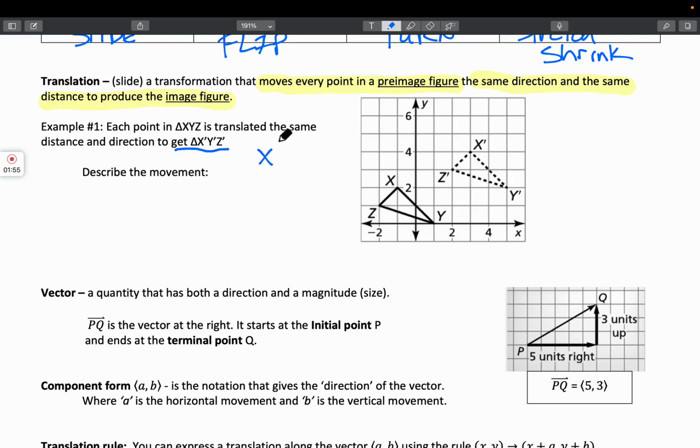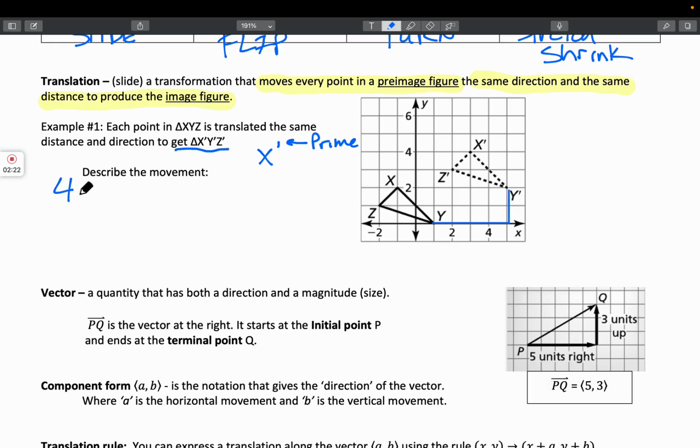So you see that little apostrophe, that's the thing that we call the prime, and it represents the image or the transformed figure. All right, we want to describe the movement. So the best way to do this is just pick a point. Let's take the point Y and describe the movement going from Y to Y prime. You would have to move over 1, 2, 3, 4 units to the right and up 1, 2 units up.